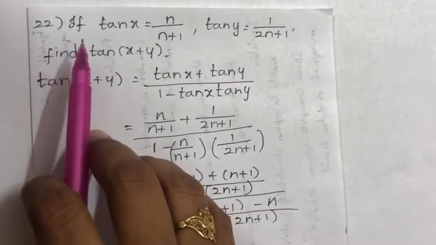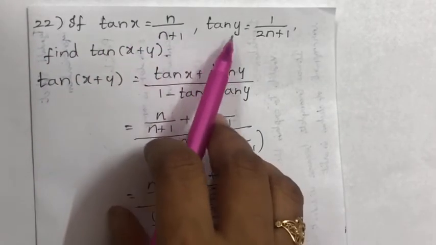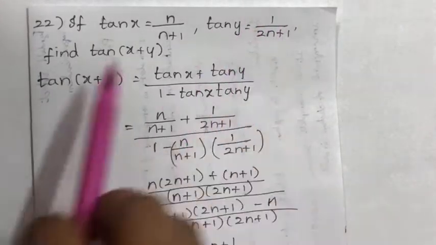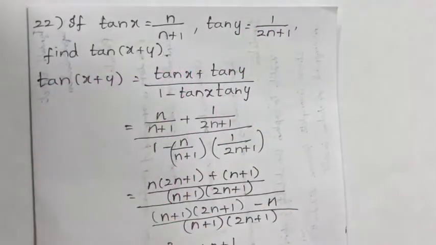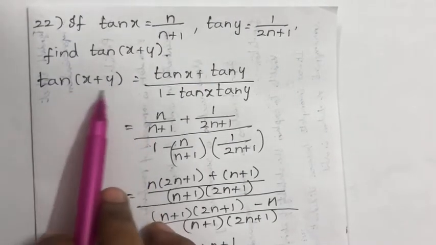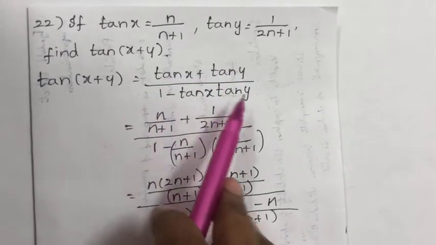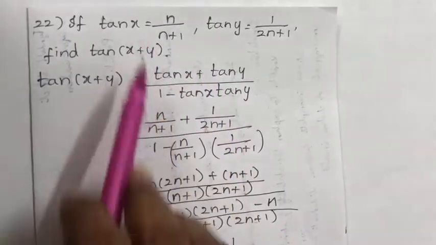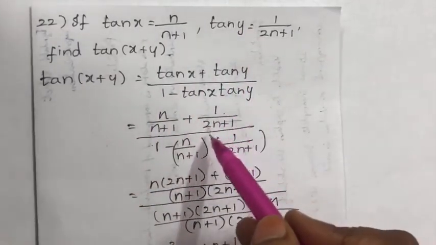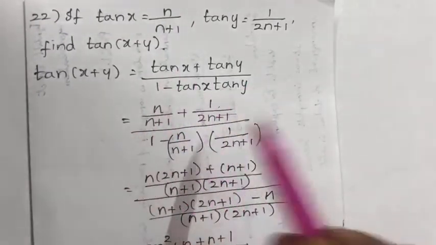22nd problem. If tan x is equal to n by n plus 1 and tan y is equal to 1 by 2n plus 1, find tan(x plus y). So for tan(x plus y), our formula is tan x plus tan y divided by 1 minus tan x tan y. What is our tan x? n by n plus 1. What is our tan y? 1 by 2n plus 1. So we have substituted this.